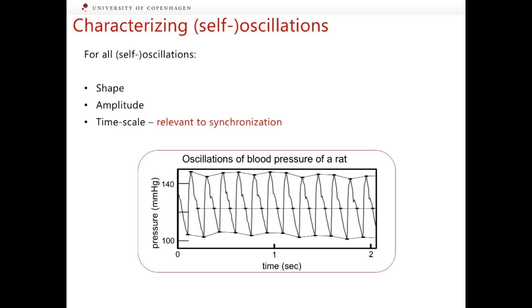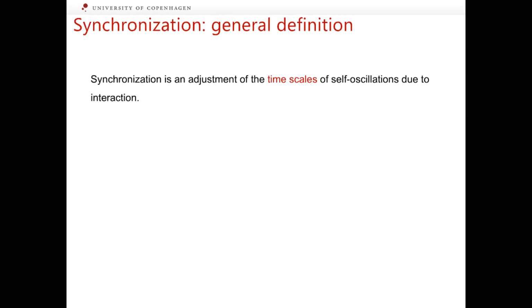The most general definition of synchronization is an adjustment of time scales of self-oscillations as a result of interaction between them. In particular, in most cases, before the systems start to interact, they oscillate at different time scales. After they start interacting, as a result of some coupling between them, and after all transients die out, their individual time scales are changed anyway.